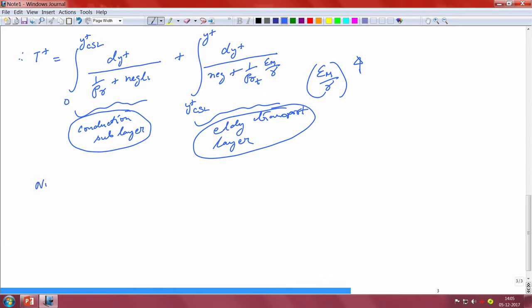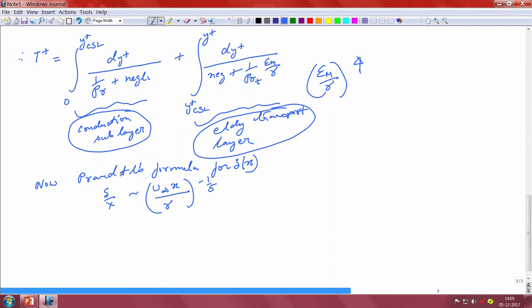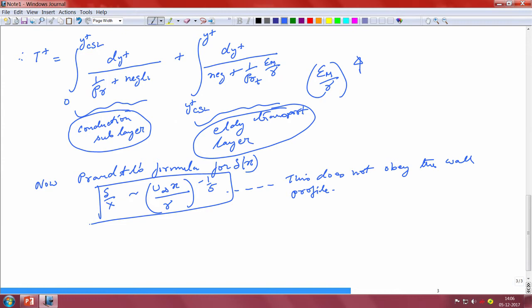Now, of course, Prandtl's formula for delta by x. So, for delta by x, what Prandtl assumed was u infinity x to the power of minus 1/5. If you recall, this is what we did for the overall boundary layer thickness. Okay, but this does not obey, we told earlier also, the wall profile. Got it? This does not obey the wall profile, right. This was the original Prandtl's formula for delta x, not mixing length.